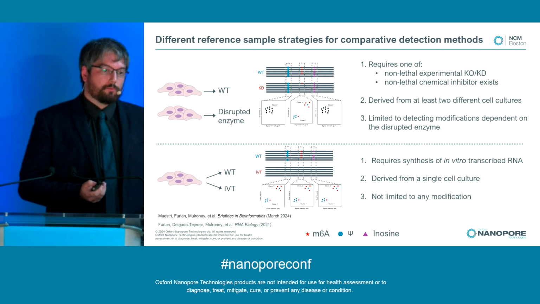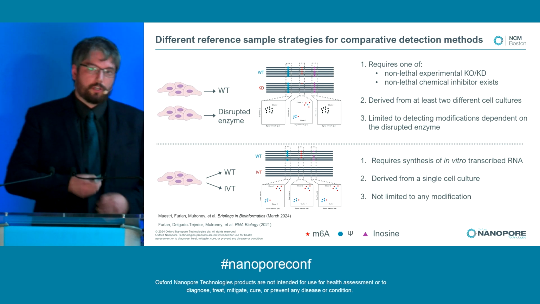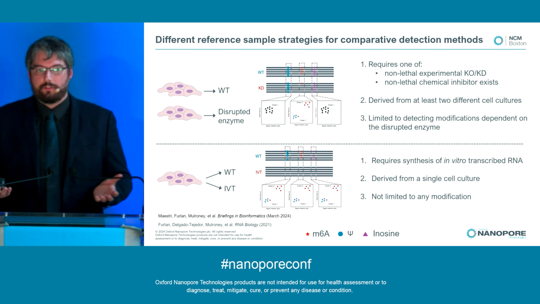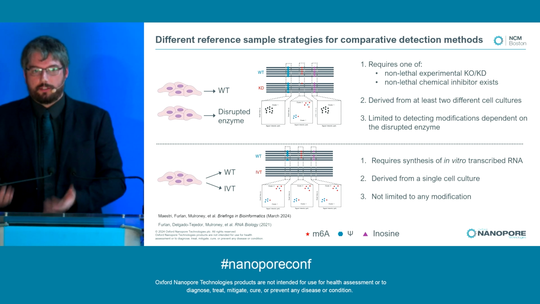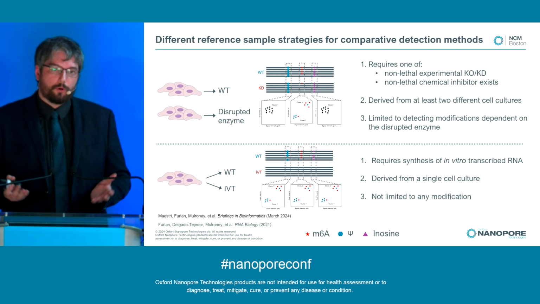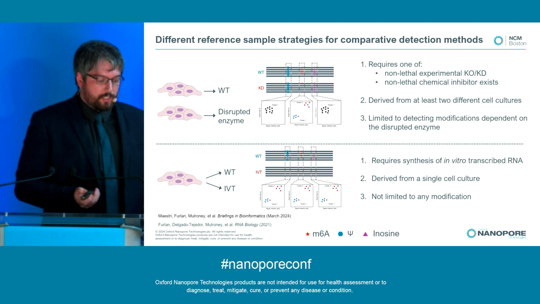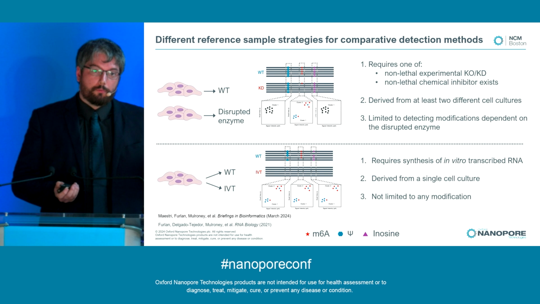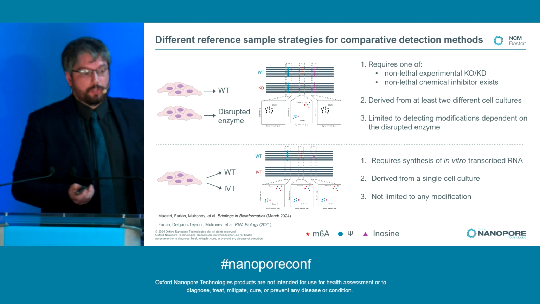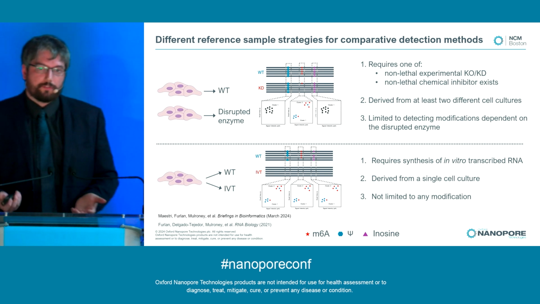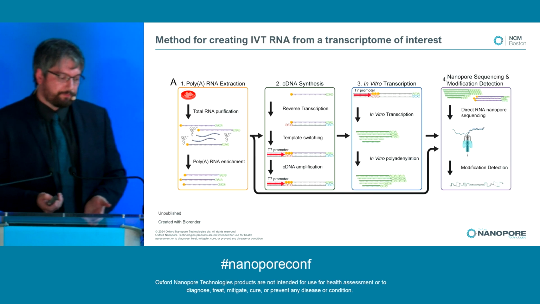Instead, you can also do something called in vitro transcription, which is where you make a synthetic version of the transcriptome in a test tube. And so this uses the 4 canonical nucleotides, so there are no modifications in the sample. And the advantage here is that it only is derived from a single sample. And so we can detect all the modifications at the same time.